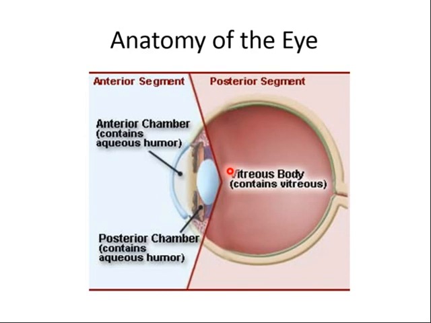The eye globe is divided into two segments, anterior segment and posterior segment. Within the anterior segment, we have two chambers, anterior and posterior chamber, separated by the iris and ciliary bodies. This is the anterior chamber, this is the iris and ciliary bodies, and here is the posterior chamber, but it's very small. This lentiform shape is the lens, and posterior to it there is the vitreous body, which contains vitreous, and this refers to the posterior segment.